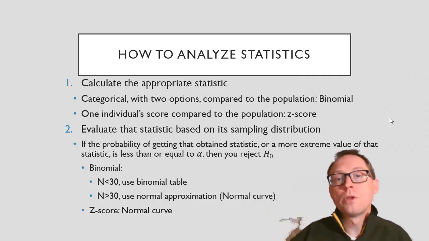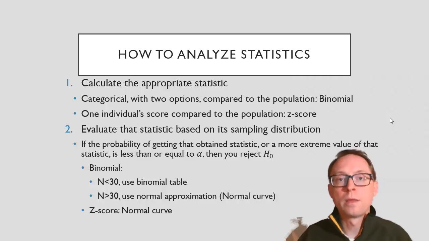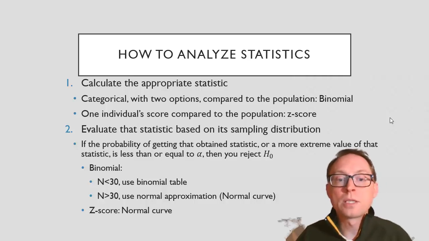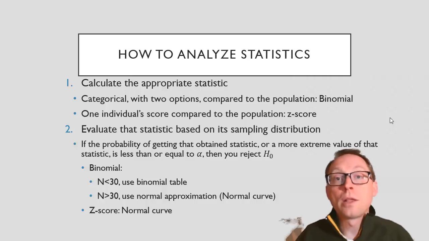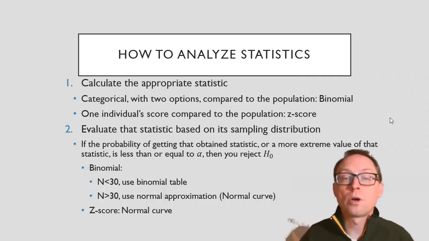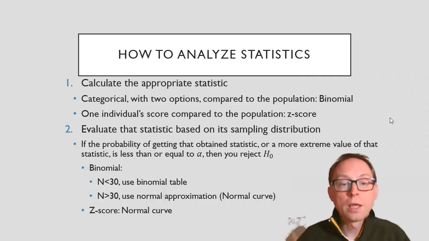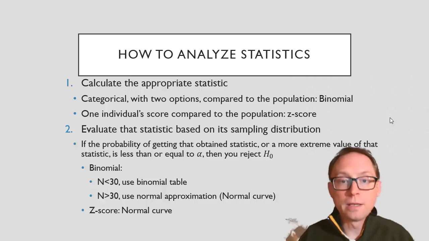And then step 2, you're going to evaluate that statistic based off its sampling distribution. So if the probability of getting the obtained statistic or a more extreme value is less than or equal to your alpha, then you reject the null hypothesis. For the binomial, you can either use the binomial table as the sampling distribution or the normal curve as a sampling distribution if you've got an n over 30. And with the z-score, you use a normal curve. That is your sampling distribution.